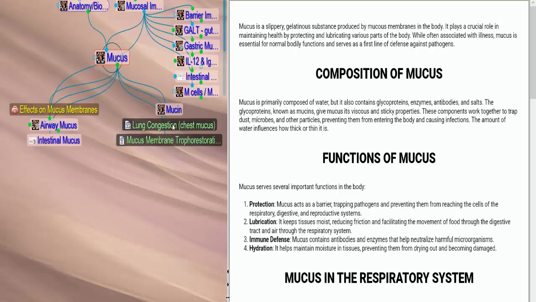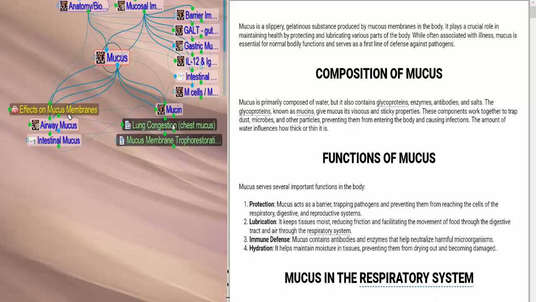As you probably know, mucus is a slippery, gelatinous substance produced by mucous membranes in the body. It plays a crucial role in maintaining our health by protecting and lubricating various parts of the body. While often associated with illness, it's essential for normal bodily functions and serves as a first line of defense against pathogens. So that would make it part of the innate immune system.